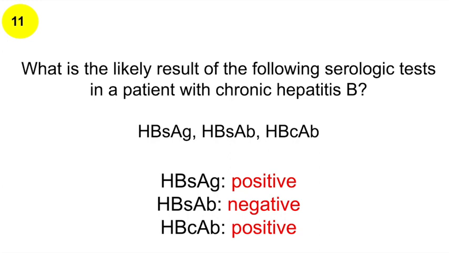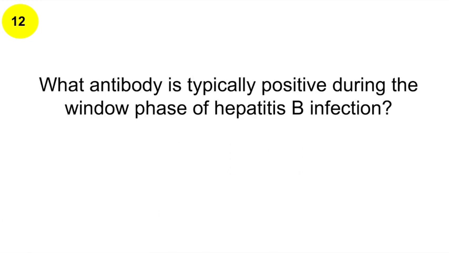If your hepatitis surface antigen is positive, that means that you are sick with Hep B. That can be either an acute or chronic infection. So, hepatitis surface antigen means that you're sick with Hep B, so that will be positive in a patient with chronic hepatitis B. What antibody is typically positive during the window phase of hepatitis B infection?